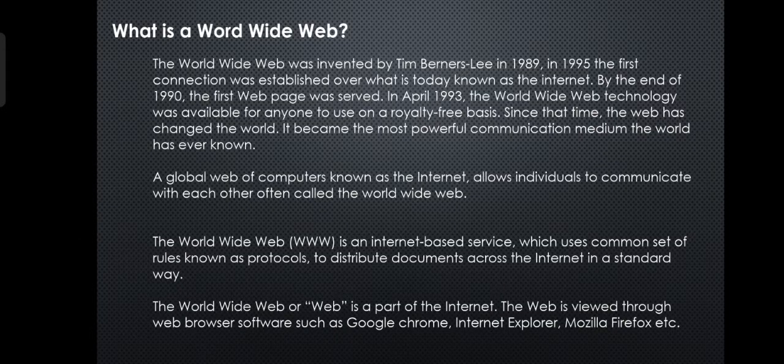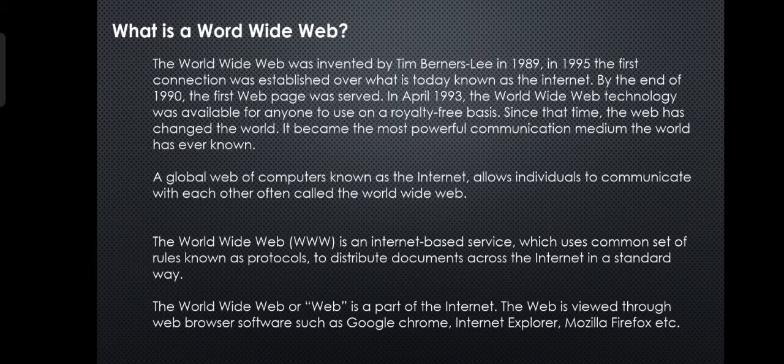What is the World Wide Web? The World Wide Web was invented by Tim Berners-Lee in 1989. In 1995, the first connection was established over what is today known as the Internet. By the end of 1990, the first web page was served. In April 1993, the World Wide Web technology was available for anyone to use on a royalty-free basis. Since that time, the web has changed the world. It became the most powerful communication medium the world has ever known.